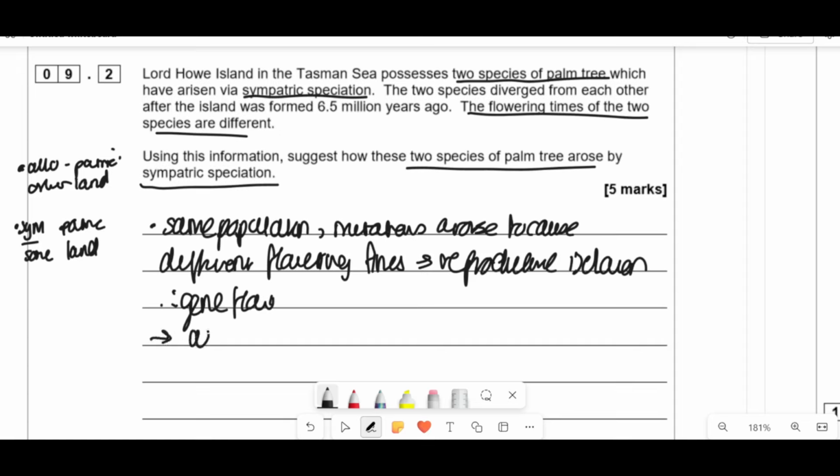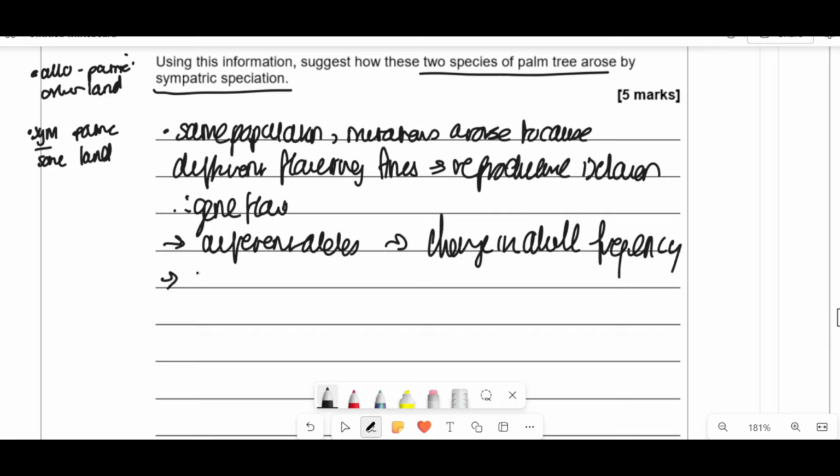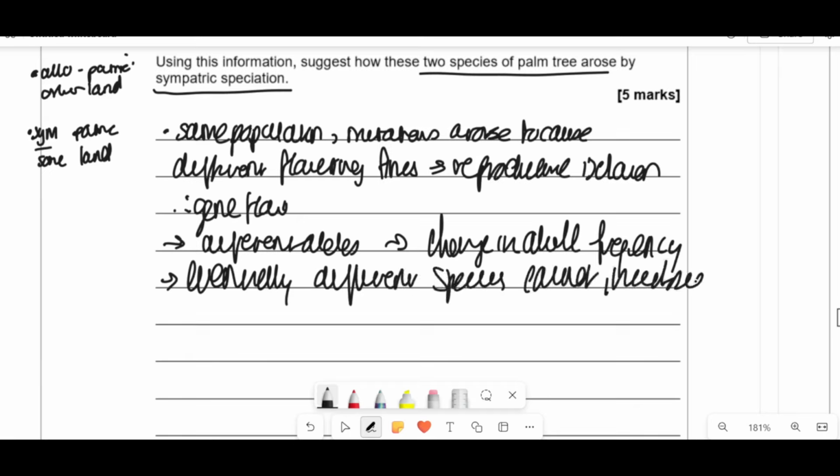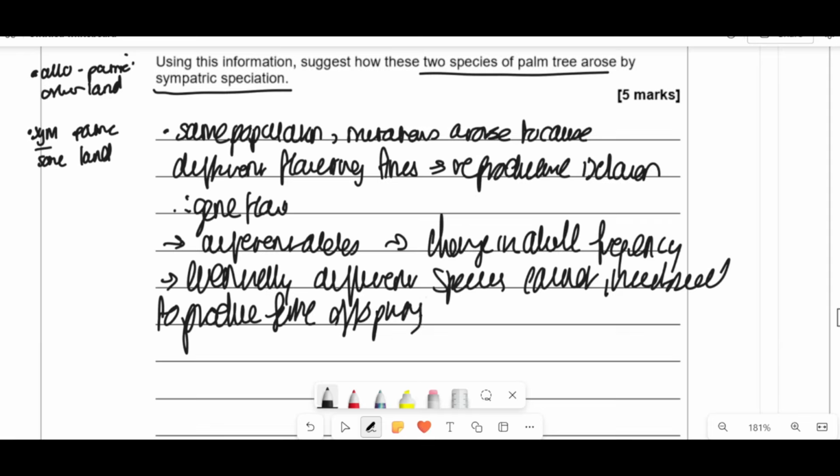So therefore, over time, what's happening is you're passing on different alleles, and you get a change in allele frequency. And then eventually, you get different species that cannot interbreed to produce fertile offspring. In all of these scenarios, the reason that there is any variation is because of mutations. The reason I have a different color of hair to you is because of a mutation. Anything that's causing a genetic or behavioral expression difference is because of a mutation.